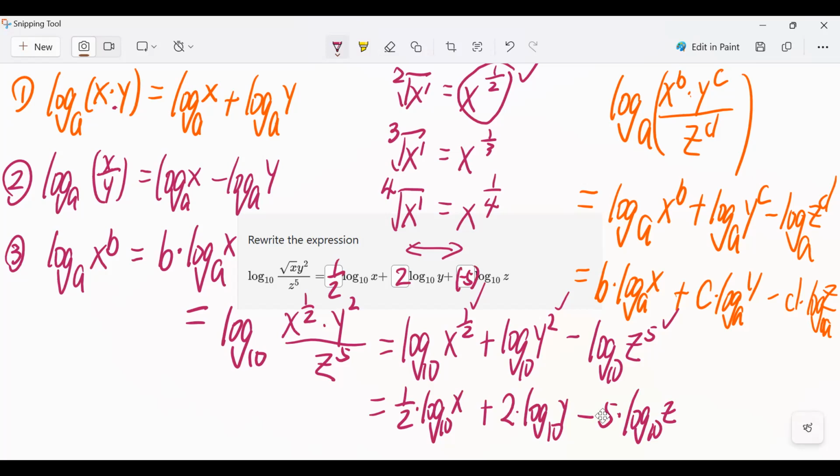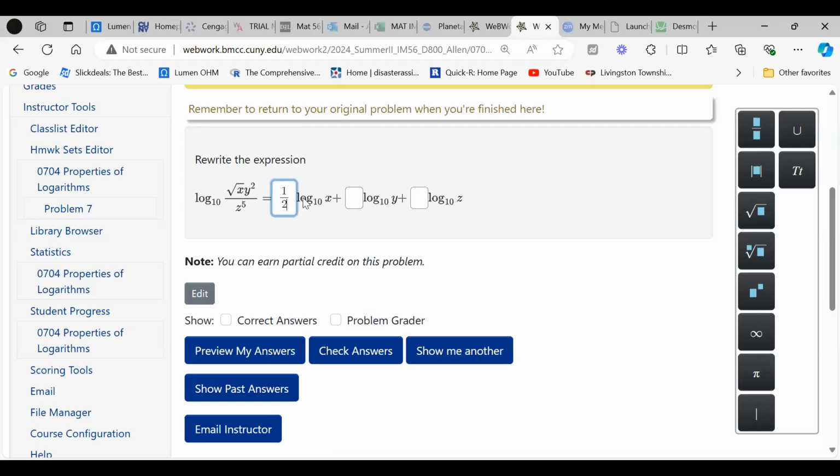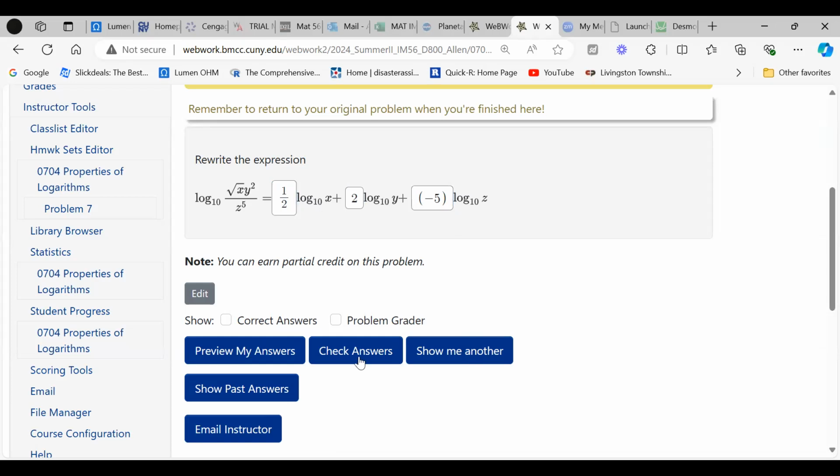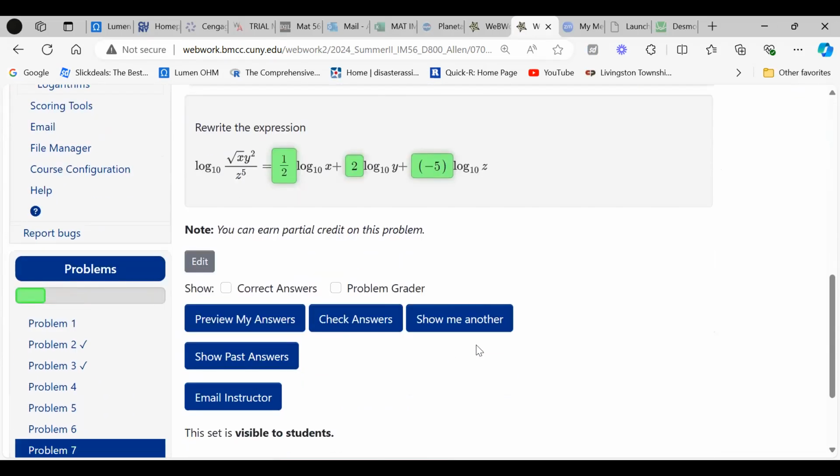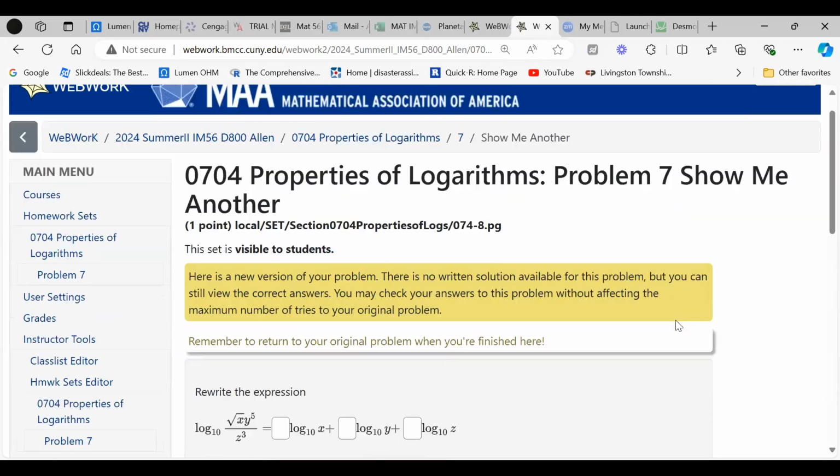All right, any question about this? Half goes here, and 2 goes here. Now, the last one is minus 5, but this one is a little bit tricky. They just want you to include the sign as part of the coefficient, -5. Can I check the answer? Yeah, it's all good. Okay, now you guys try another one.